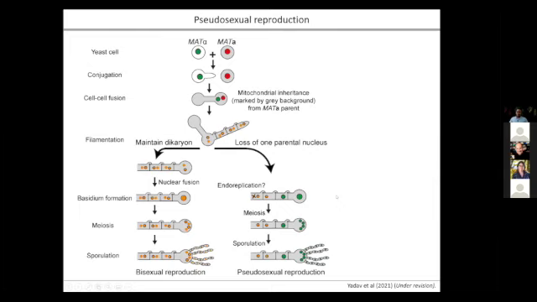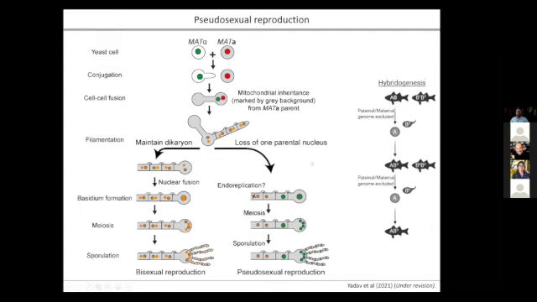Now, we call it pseudosexual because it requires this first step of sexual reproduction, which is mating, but then it doesn't produce recombinant progeny, rather clonal progeny. And if you look at the steps involved, it is pretty similar to what happens in animals during hybridogenesis, where you have the two parents coming together, but one of them is removed just before the gamete production.